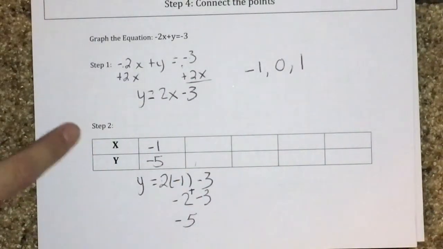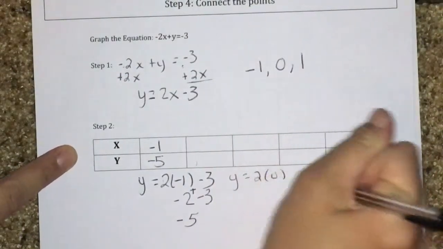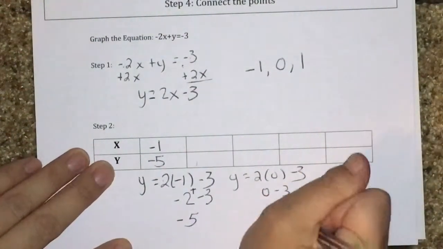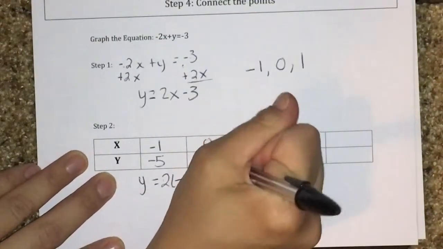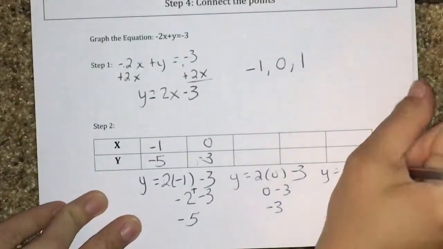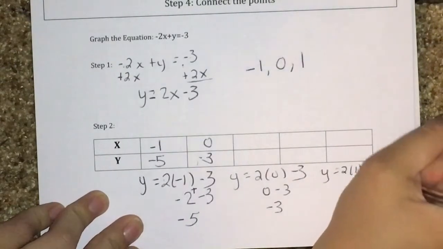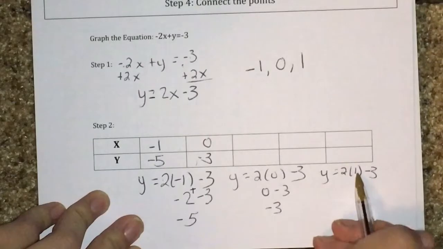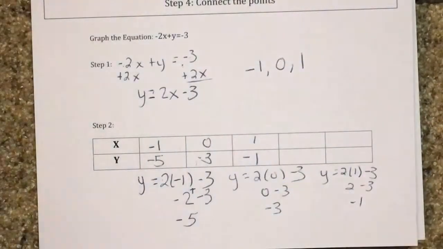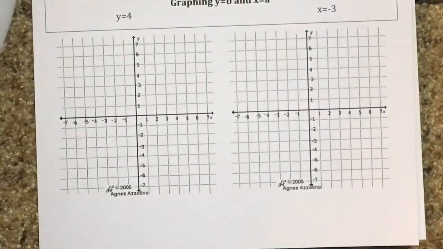Then for the next one, I would plug in 0. Y equals 2 times 0 minus 3. Well, 2 times 0 is 0, minus 3 is negative 3. And then the last one I'm going to plug in is 1. In this case, I only really want you to find 3 points. Y is equal to 2 times 1 minus 3. 2 times 1 is 2, minus 3 is negative 1. So these are the points that you're going to be plotting on your graph, which is on the next page.